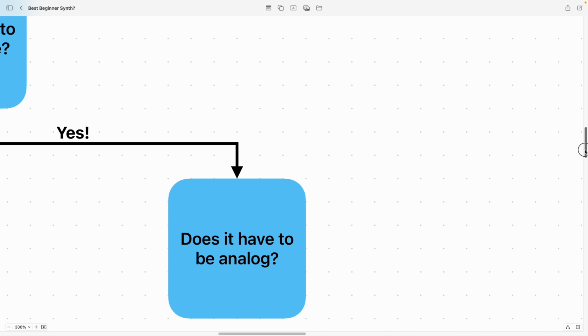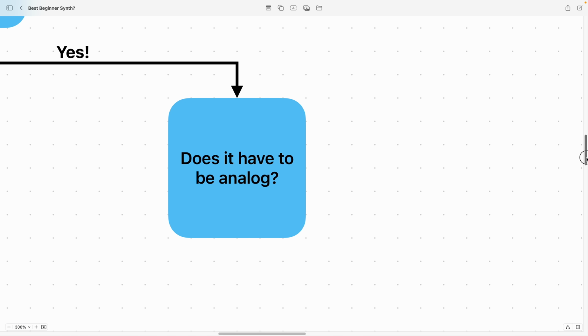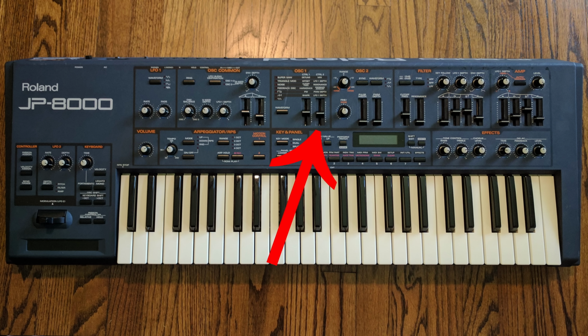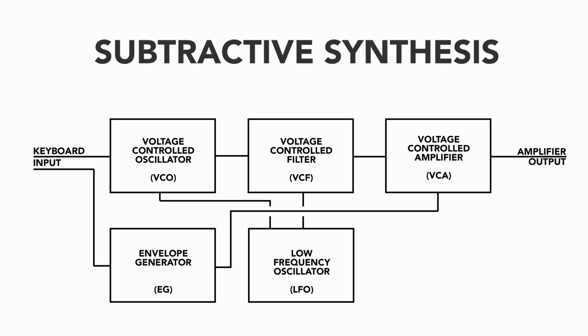Which brings us to our next decision. Are we cool with digital, or does it have to be analog? What's the difference anyway? Well, from a user perspective, there isn't that much difference. Either way, there'll be oscillators, filters, envelopes, all of the same constructs. But under the hood, it's quite different.